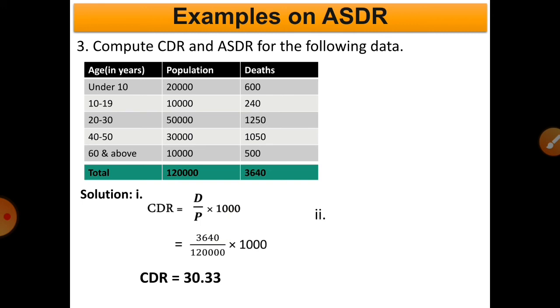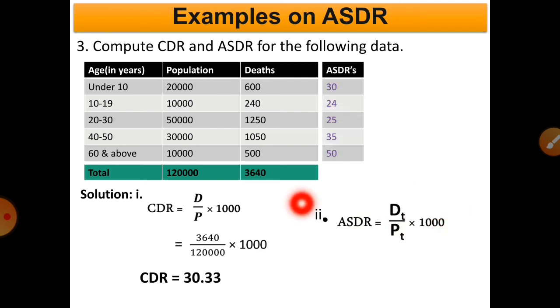For the second question, we have to find out ASDR. What is the formula of ASDR? As we know, the formula of ASDR is Dt upon Pt into 1000. Now find out the ASDR values. ASDR for the age group under 10 is 600 divided by 20,000 into 1000 is equal to 30. Next, ASDR for the age group 10 to 19 is 240 divided by 10,000 into 1000 is equal to 24. Like this we have to find out ASDR for all the age groups. So these are the ASDRs. Thank you.